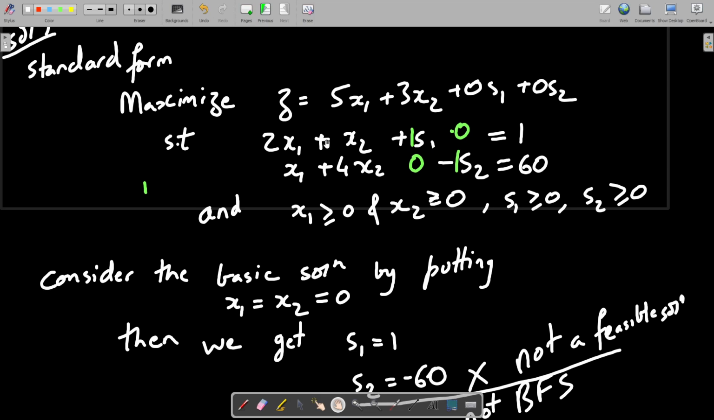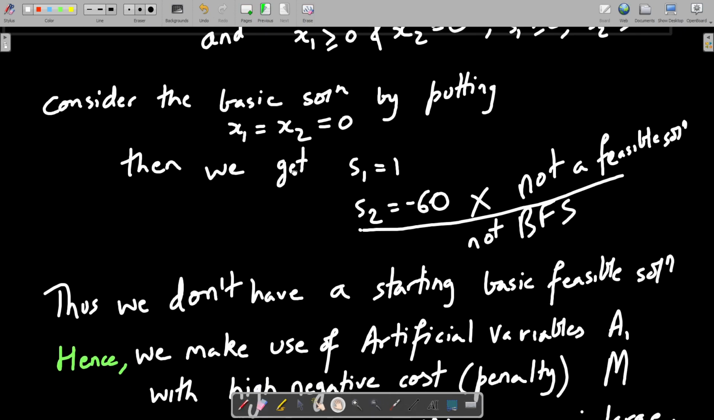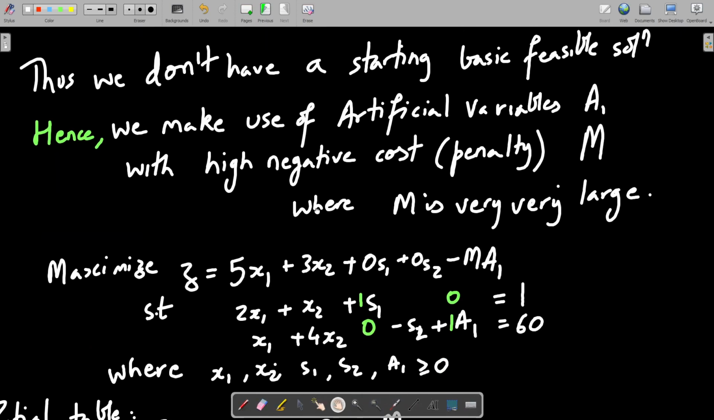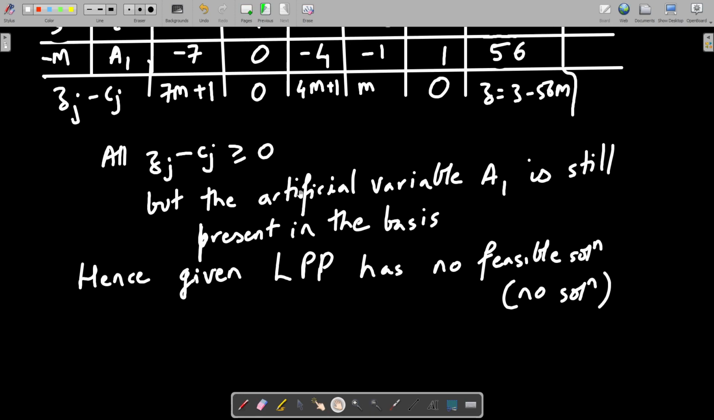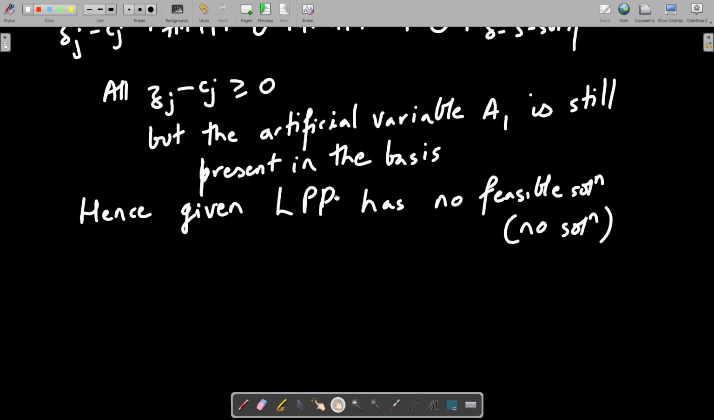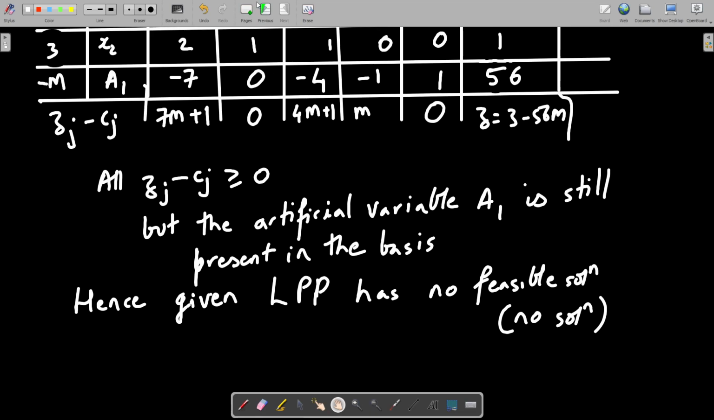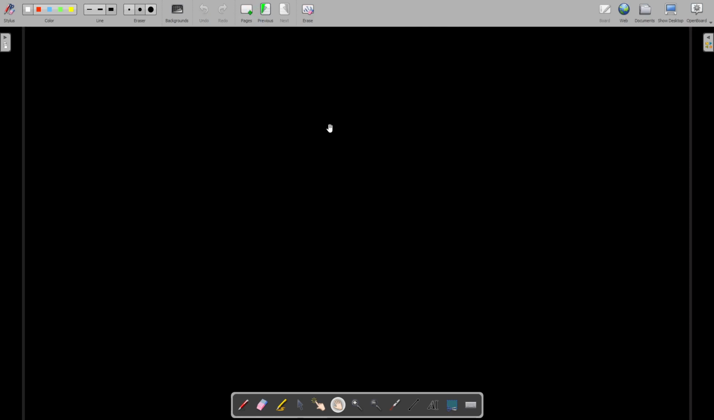Okay, there is time, so let me try to do one more problem. The rule is that if you have any artificial variable still in the table, that means there is no feasible solution. Okay, let me try one more, then we'll stop for the day.